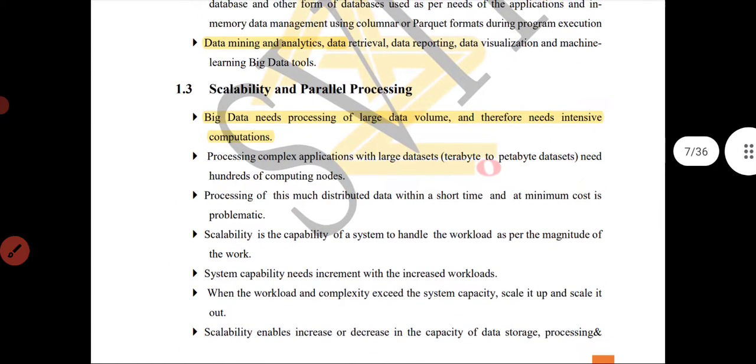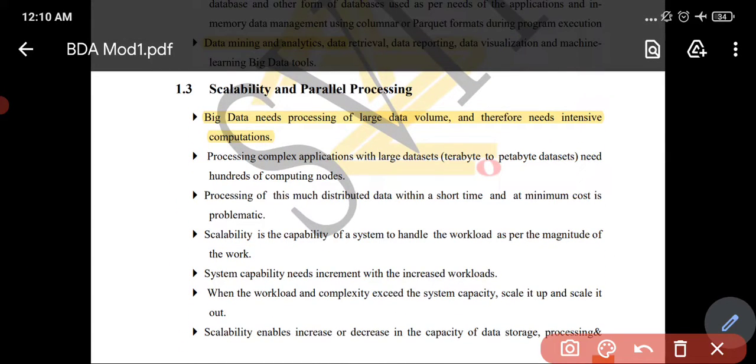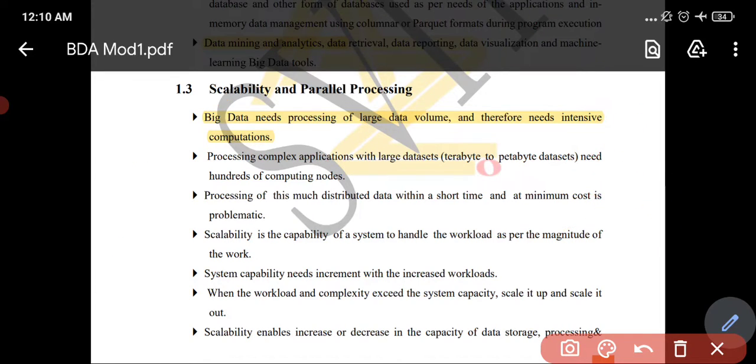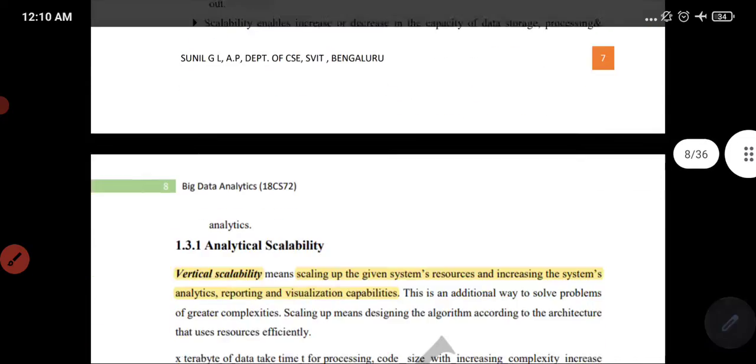And the next one is scalability and parallel processing. Scalability is nothing but increasing or decreasing the features or the size. That is proper scalability. Parallel processing is nothing but performing two different tasks simultaneously. That is parallel processing. Let's see what it is.